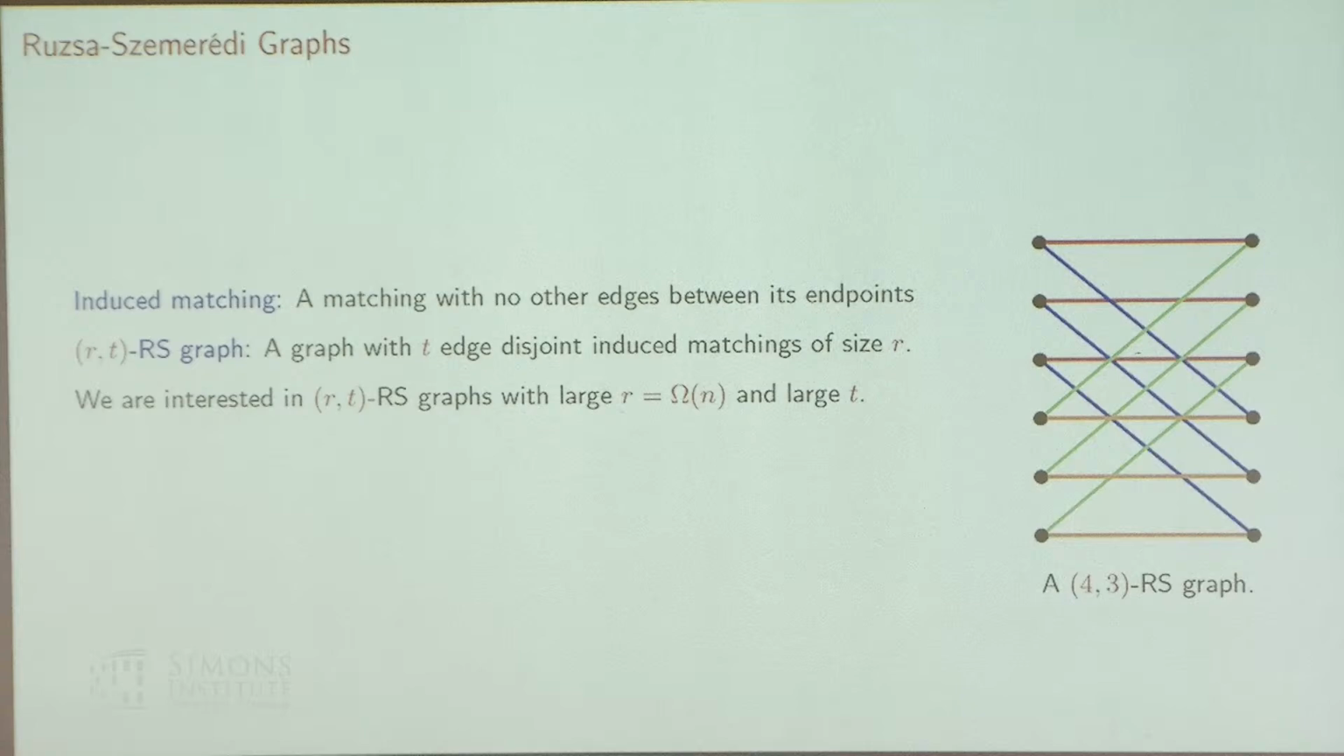OK, so we are interested in our RT-RS graphs for large R and large T. For R, we specifically want the size of these matchings to be linear in the number of vertices. So we want the matching to match a constant fraction of the vertices. And now we want to make T as large as possible. So this is particularly the setting of RS graphs we're interested in for this talk.